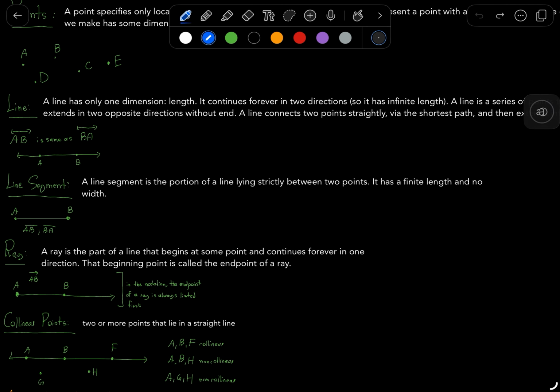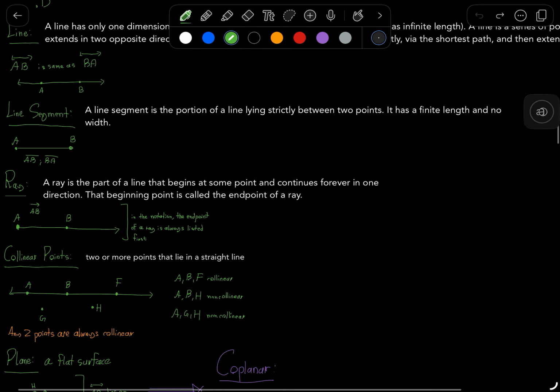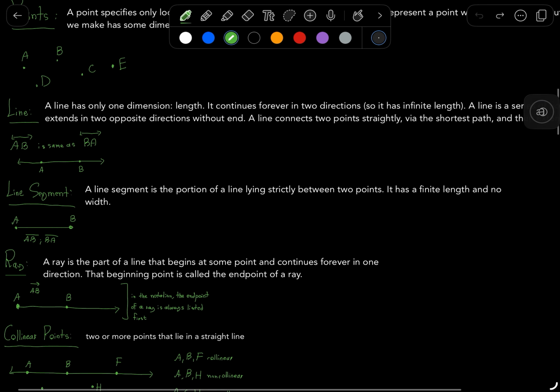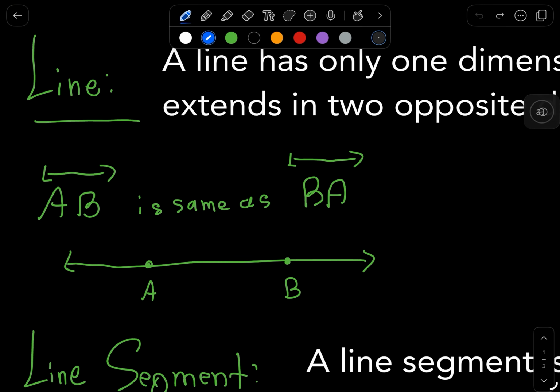Now, moving on from that, we have rays. A ray is a part of a line that begins at some specific point and continues forever in one direction. Like I said, it's a part of a line. Specifically, if you look at our line visual here, and look at this specific part, that's going to be our ray, because we have a starting point. That's where the ray starts, and it goes forever in one direction.